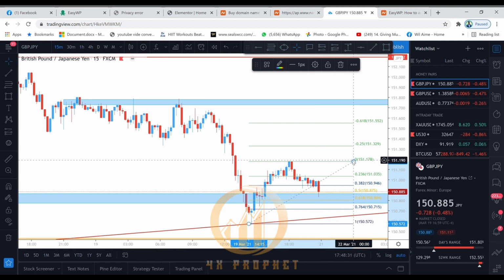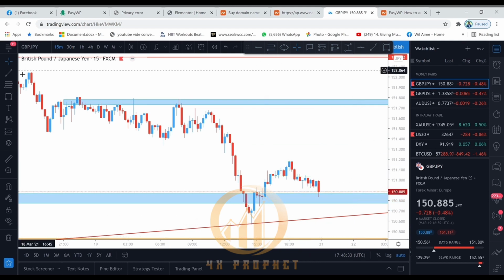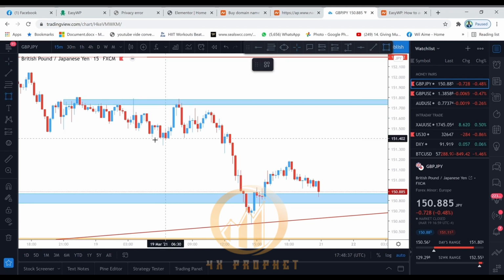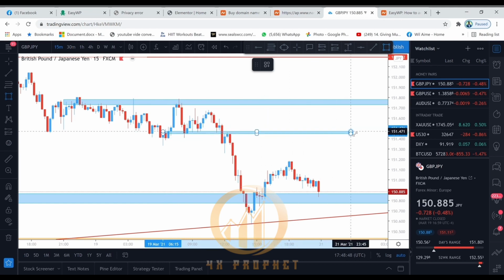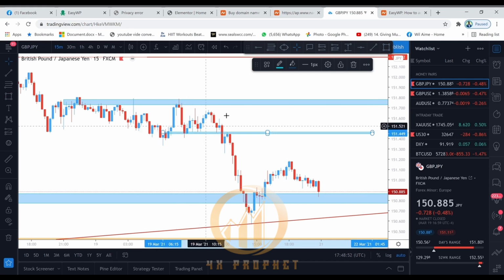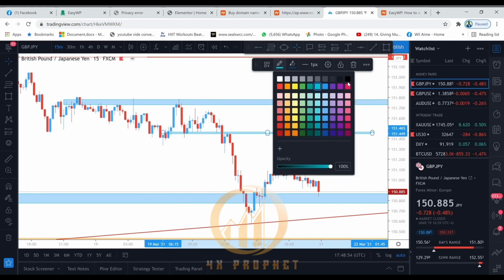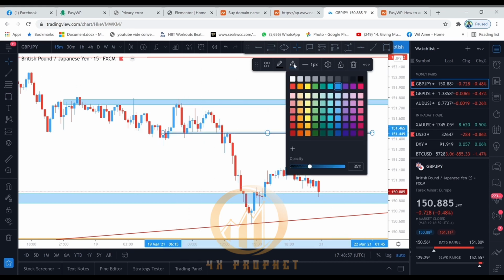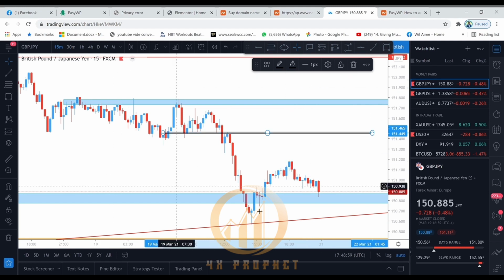So let's just say we're on the 15-minute time frame now, which we are. I'm now going to look for my 15-minute resistance and support zone. This is a very strong area, as we can see right in this area. Very, very strong. Change this to black. So now what I'm going to do, I'm going to set my entry.